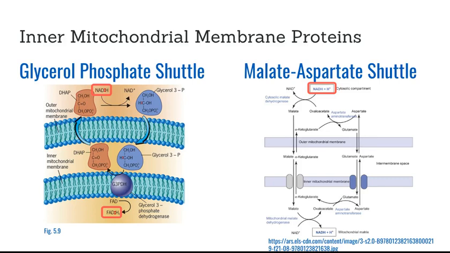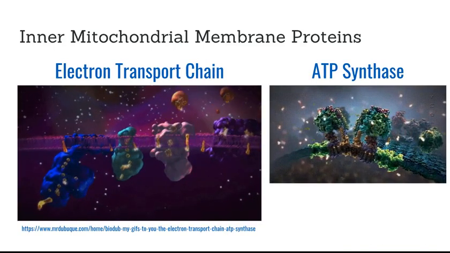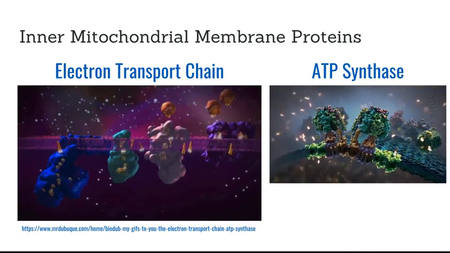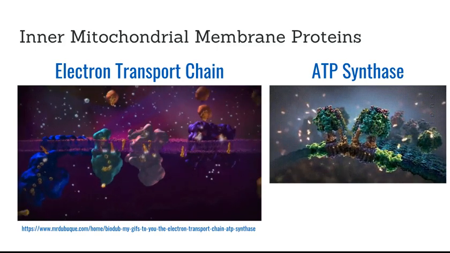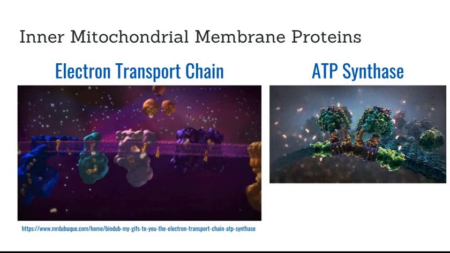Similarly, the malate-aspartate shuttle can shuttle electrons from the cytosol to the matrix. Additional examples of inner mitochondrial membrane proteins include those of the electron transport chain and ATP synthase.